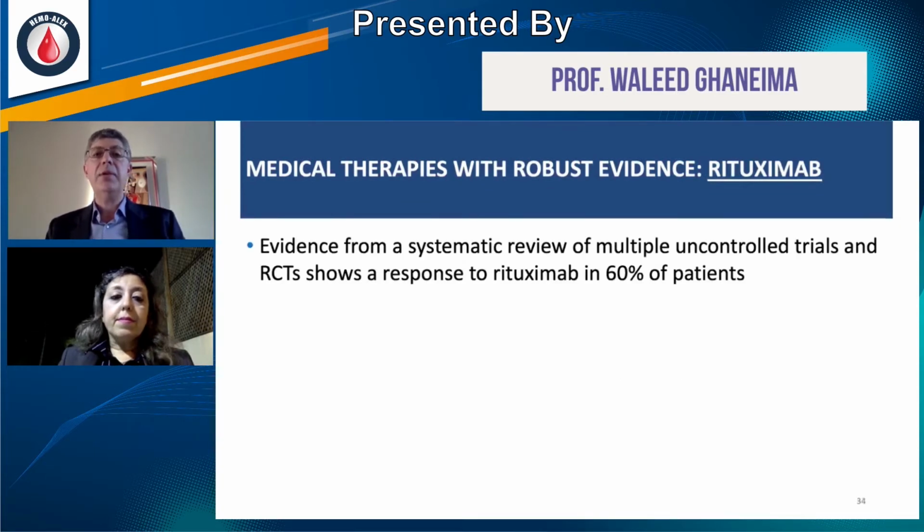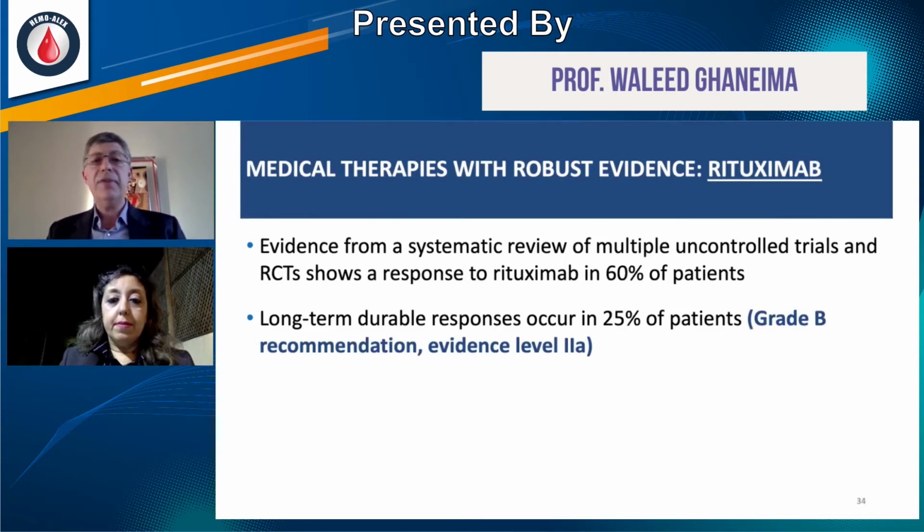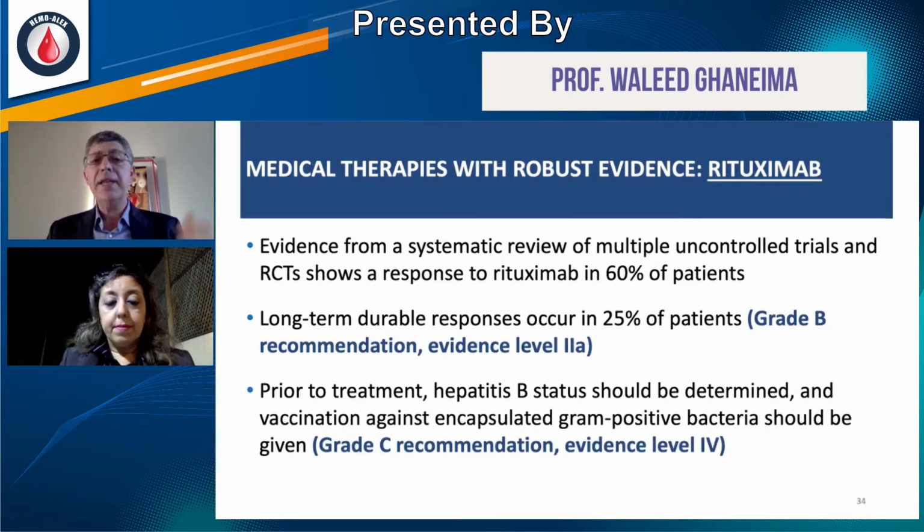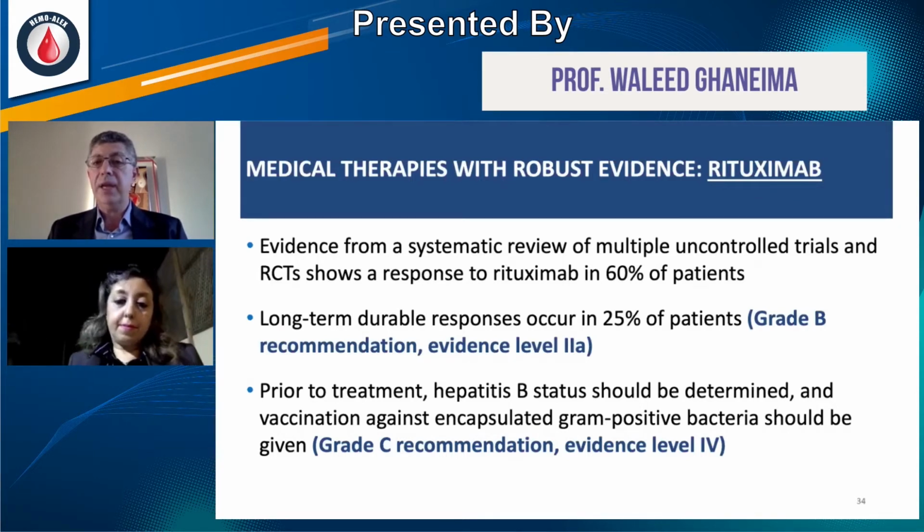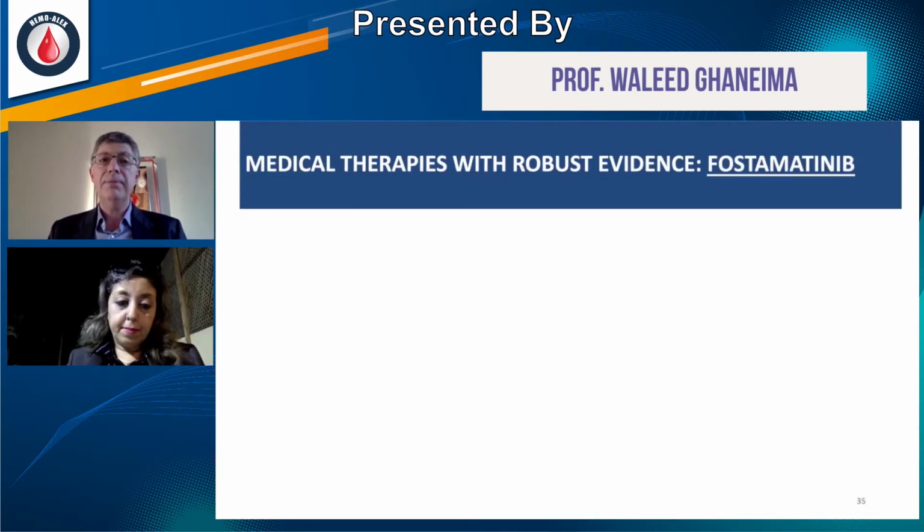How about rituximab? Initial response rate is 60%. However, half of the patients lose their response with time. Within 2 years, only about 25 to 30% will remain in response. It's a grade B recommendation. And if we treat with rituximab, we have to remember that hepatitis B status should be determined, and vaccination against encapsulated gram-positive bacteria should be given.